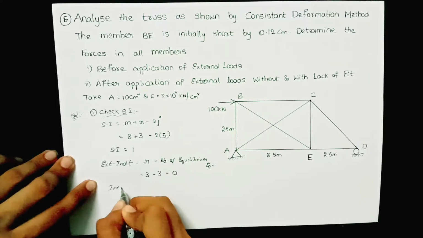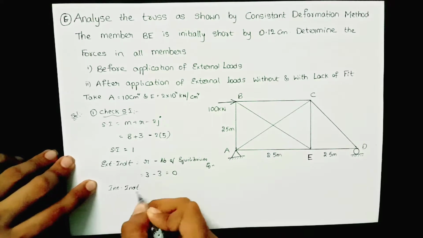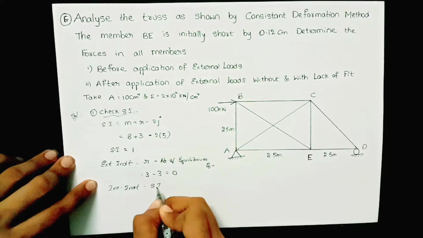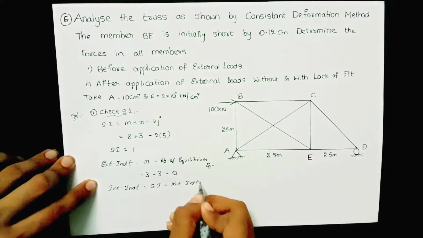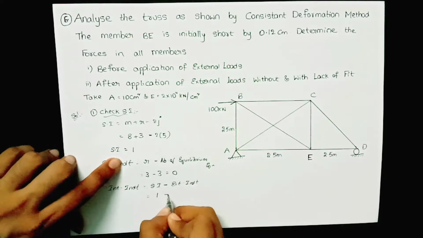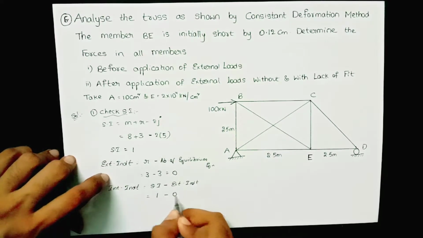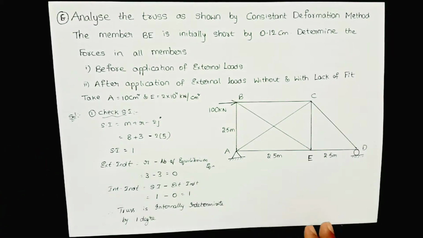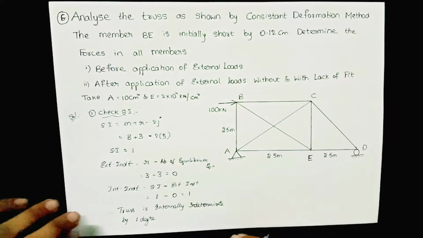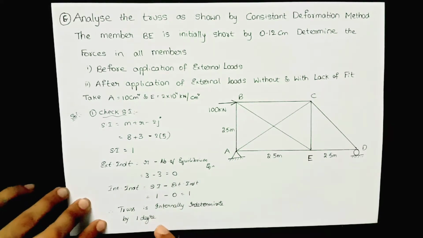The next step is to calculate the internal indeterminacy. The formula is total SI minus external indeterminacy. Total SI is obtained as 1 and external indeterminacy as 0. So internal indeterminacy is 1. So the truss is internally indeterminate by 1 degree. That is what I have written here.